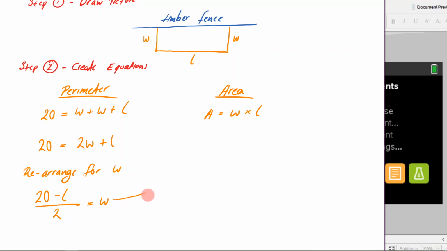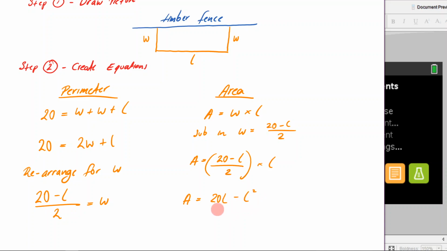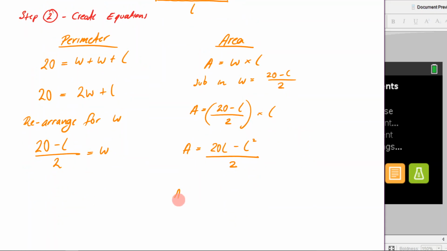What I then can do is sub that in to the W spot up here. So sub in W is equal to (20 minus L) over 2. So my area is going to be (20 minus L) over 2, and I'm timesing all of that by L right there. So that means my area is going to be equal to, now let's be careful here, 20L minus L squared over 2. To say this another way, I could say that it's 10L minus L squared over 2, if I just break them apart there.